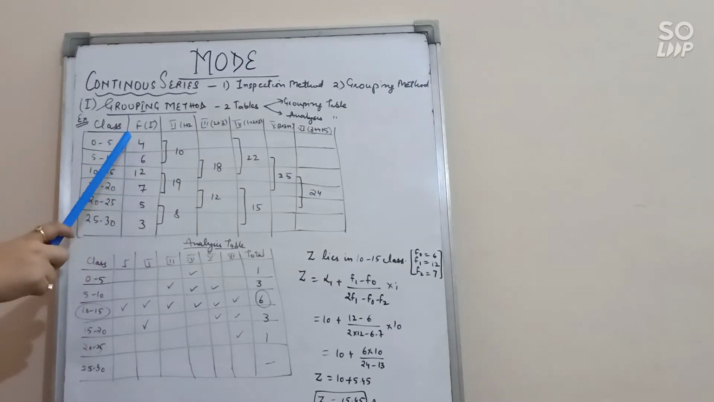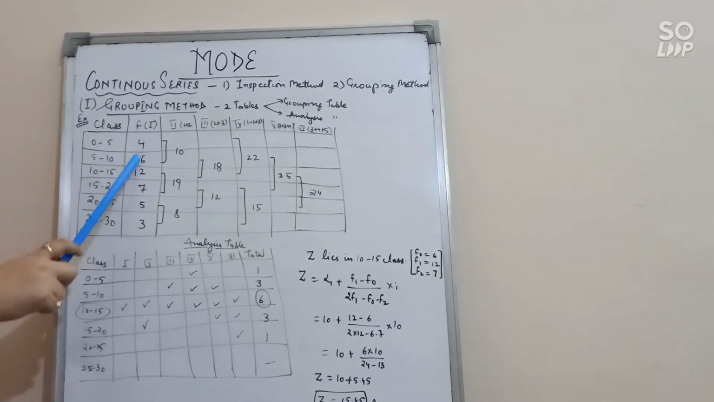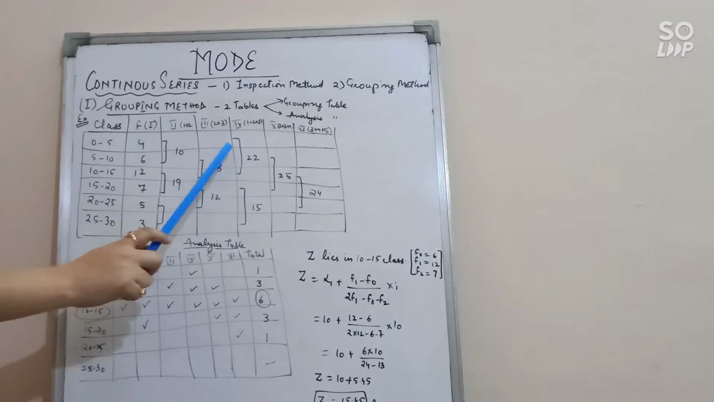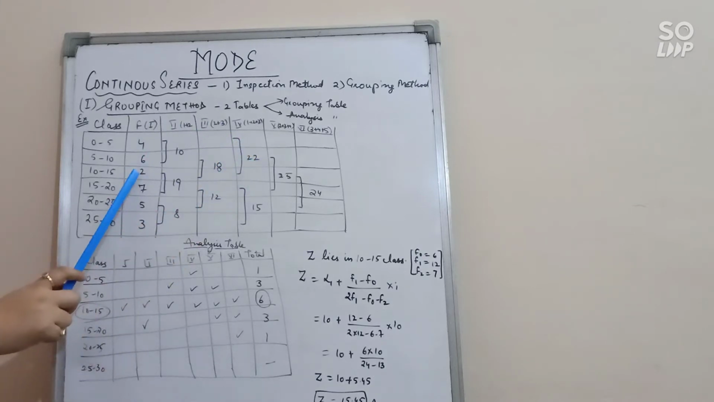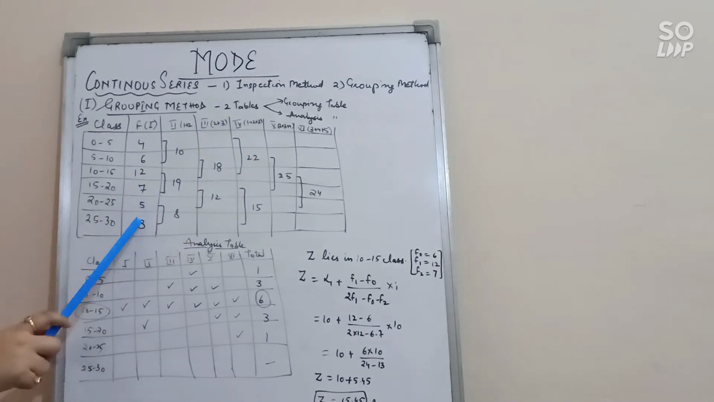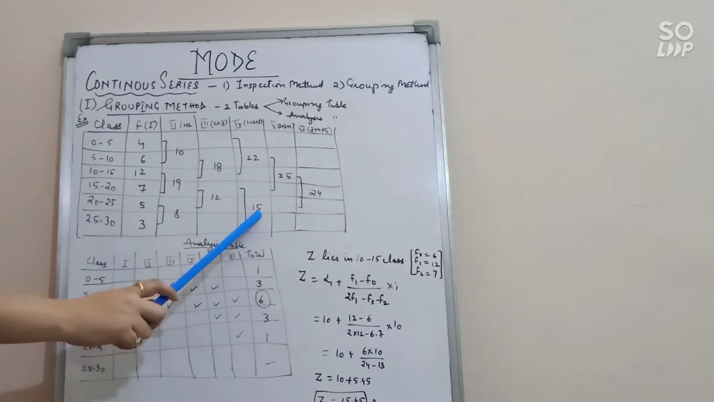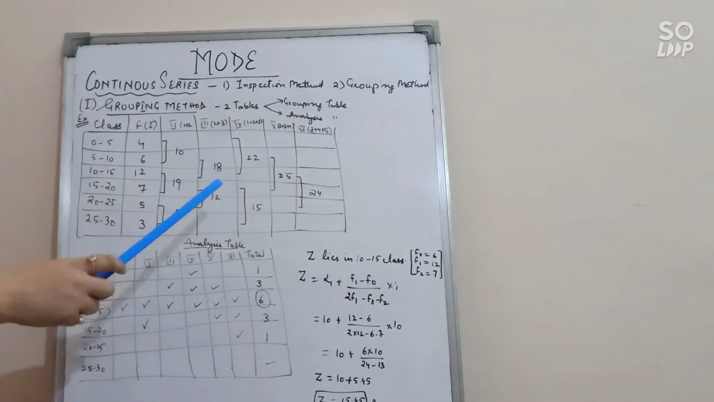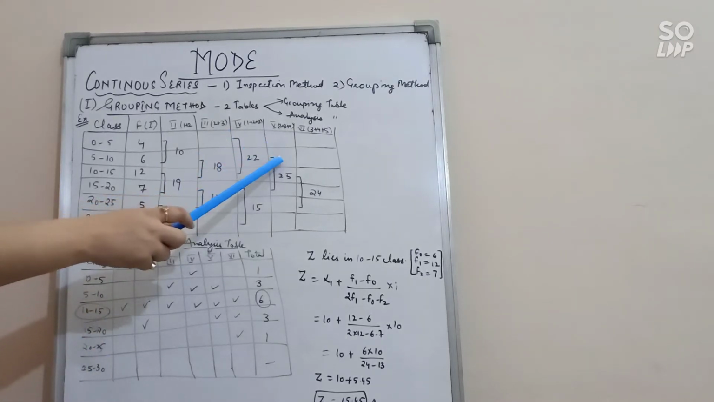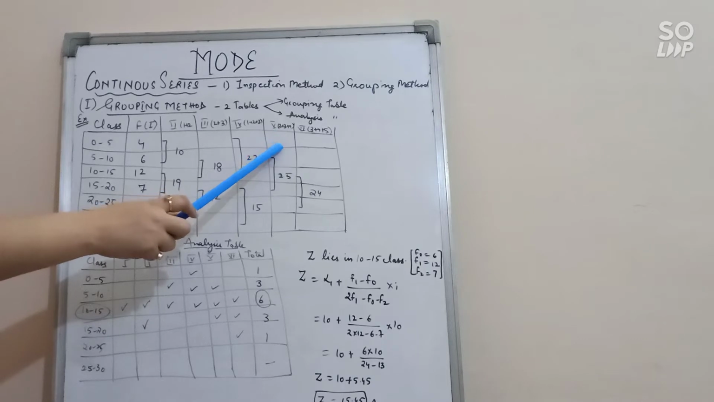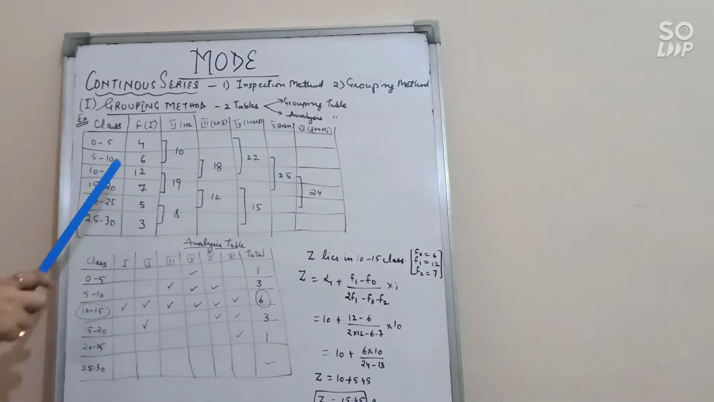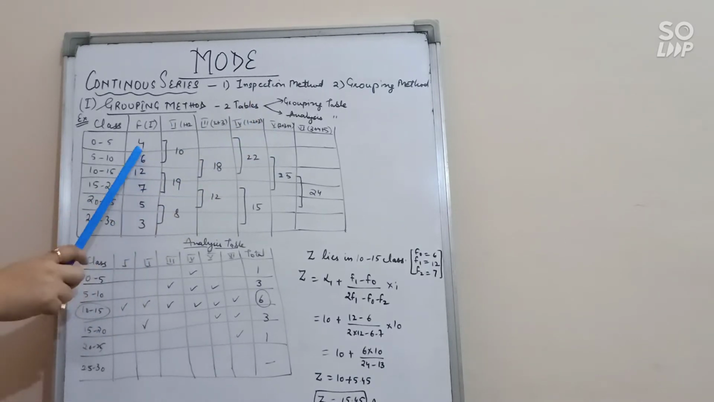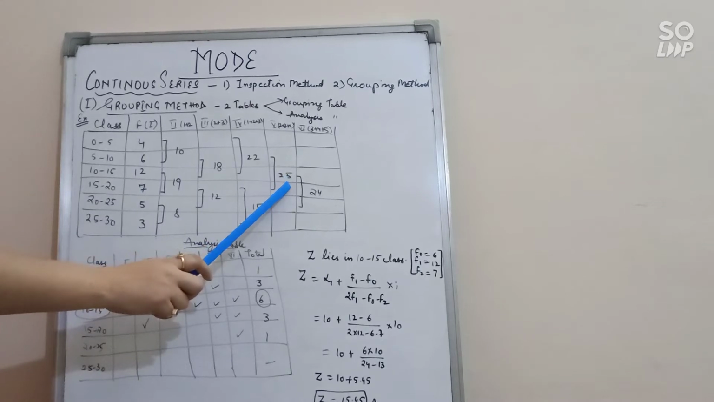So 3 frequencies, 4 plus 6 plus 12, is equal to 22. You will write the sum of these 3 in between. Then the next 3, 7 plus 5 plus 3, the sum of these 3 is 15. Clear? Next, in the fifth column, again we will make groups of 3 and take the sum of 3 values, but we will start with the second value. We will leave the first frequency. So we take the sum of 6, 12 and 7, and the sum of these 3 is 25.